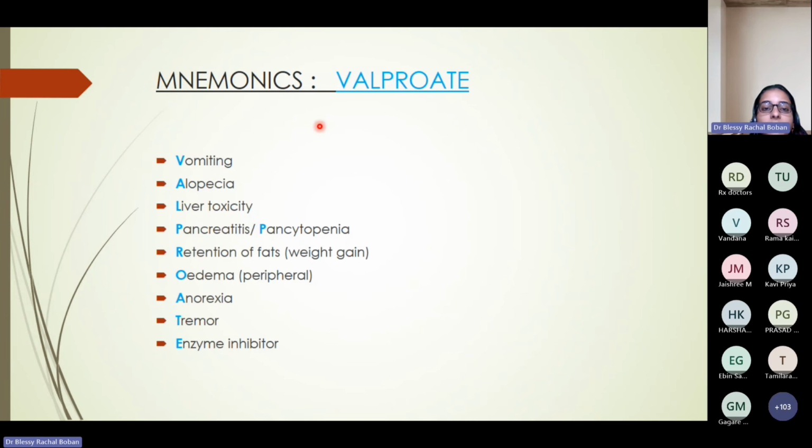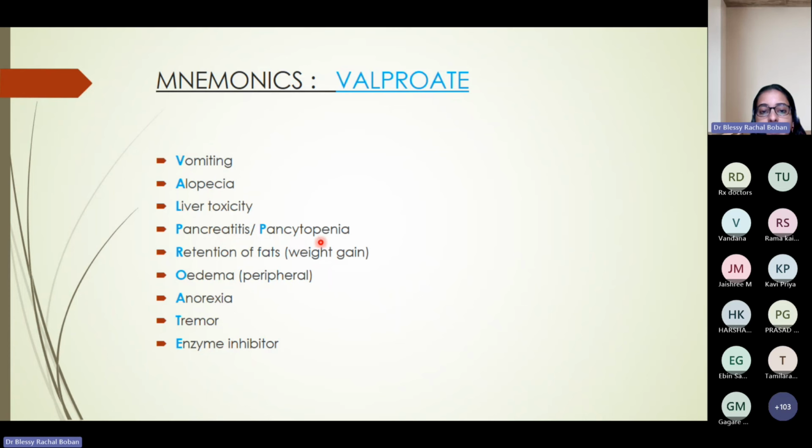So many may be having some difficulty in remembering, recollecting all those adverse reactions and everything, but you can go with some kind of mnemonics. Mnemonics are very much useful, even for phenytoin, you can go with mnemonics. See, valproate, I have found here one mnemonic. V for vomiting, A for alopecia, that is hair loss, L for liver toxicity. Valproate, if you see such question, hepatotoxic patient, you have to contraindicate valproate use. Valproate can cause severe hepatotoxicity, liver toxicity.